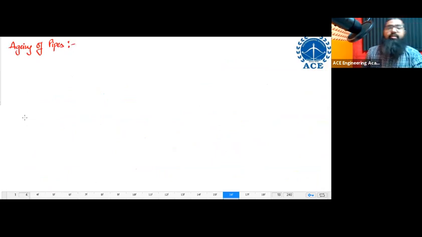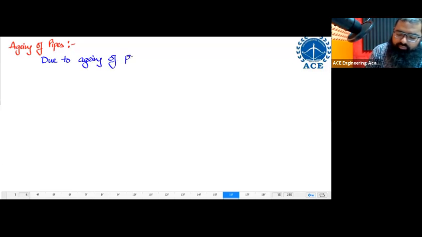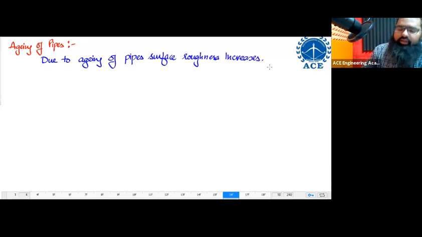Last thing, aging of pipes. Remember one thing, whenever these commercial pipes age, their surface roughness increases. Why will the surface roughness increase? Because corrosion will take place and dirt particles will accumulate. So due to aging of pipes, surface roughness increases.